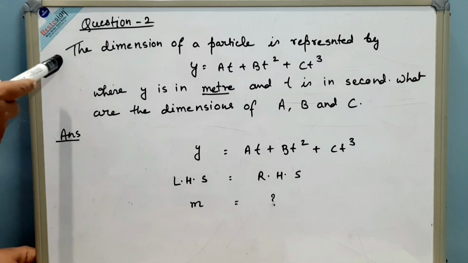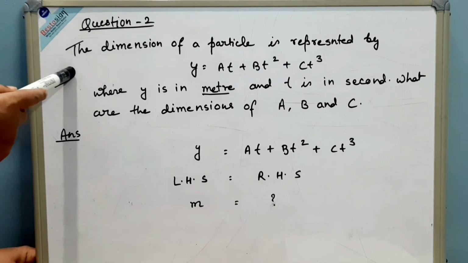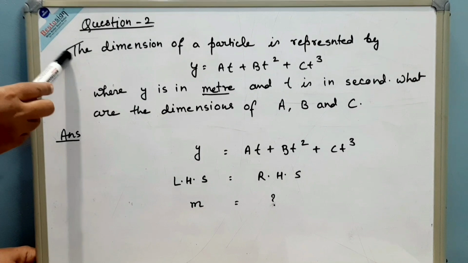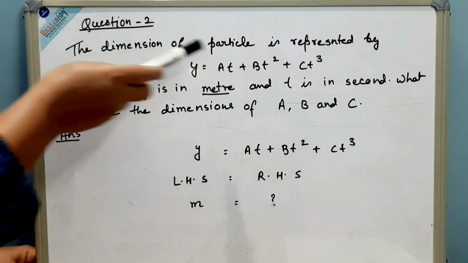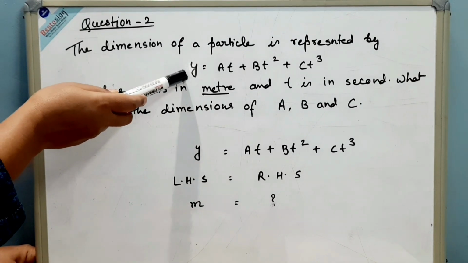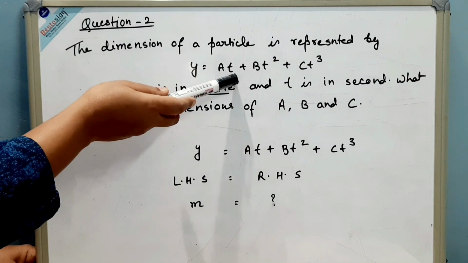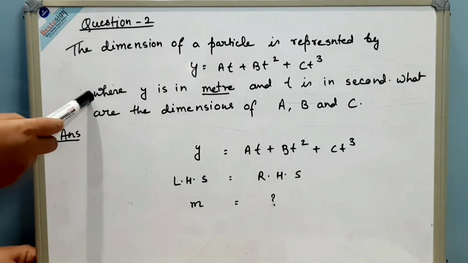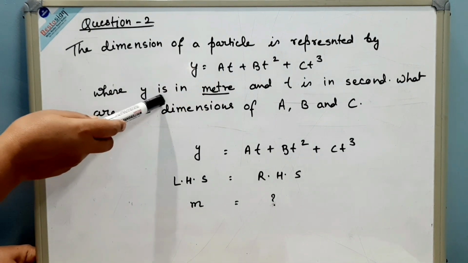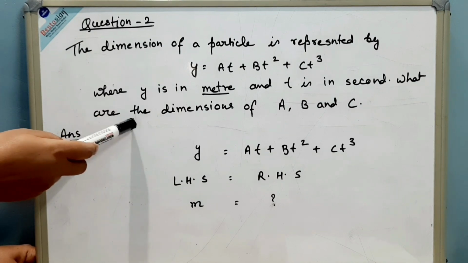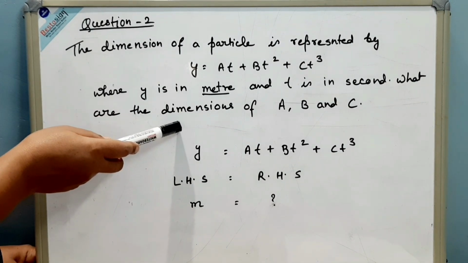Next question. This is a very important question and frequently asked in exams. The question is, displacement of a particle is represented by y is equal to at plus bt square plus ct cube, where y is in meter and t is in second. What are the dimensions of A, B and C?